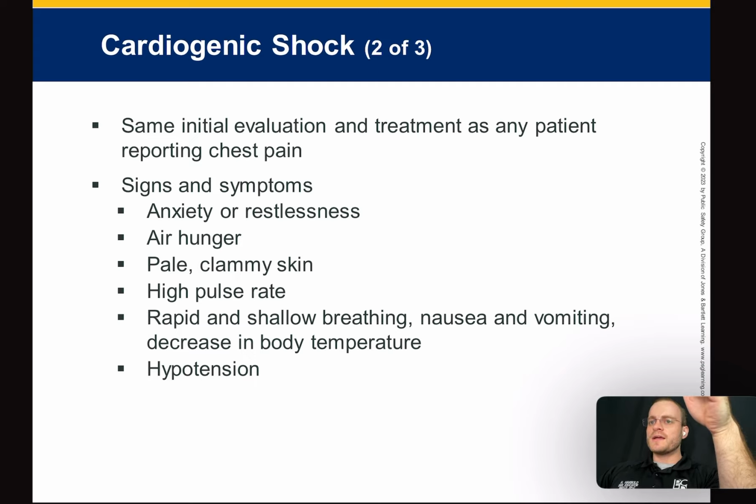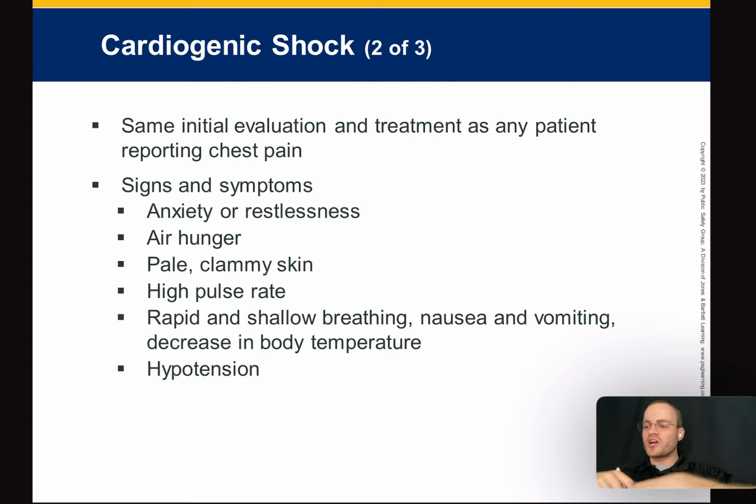The initial evaluation and treatment is the same as for any patient reporting chest pain, right? We do our across-the-room assessment, general impression, primary assessment, reassess, secondary assessment, reassess. So we go through those same steps, but the things we look for, again, they're saying a lot of the same thing, right? Anxiety or restlessness, impending doom, right?